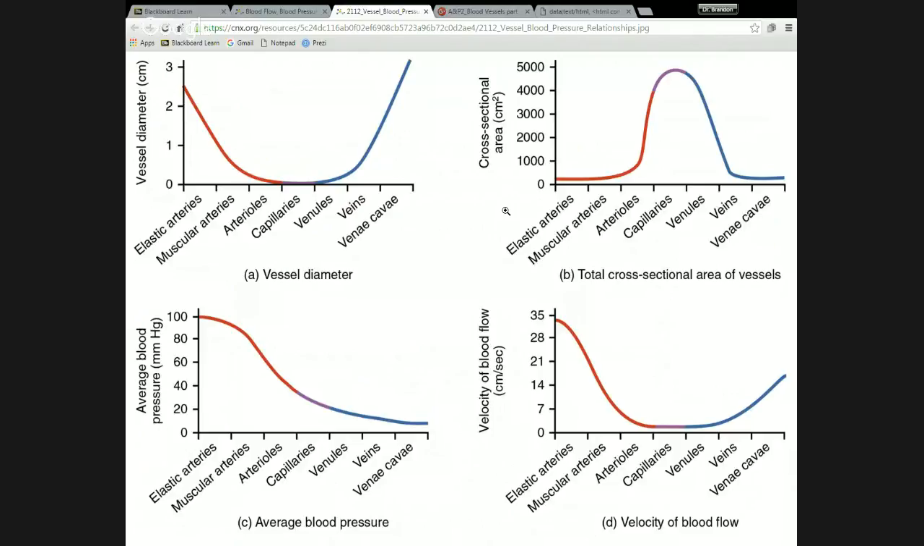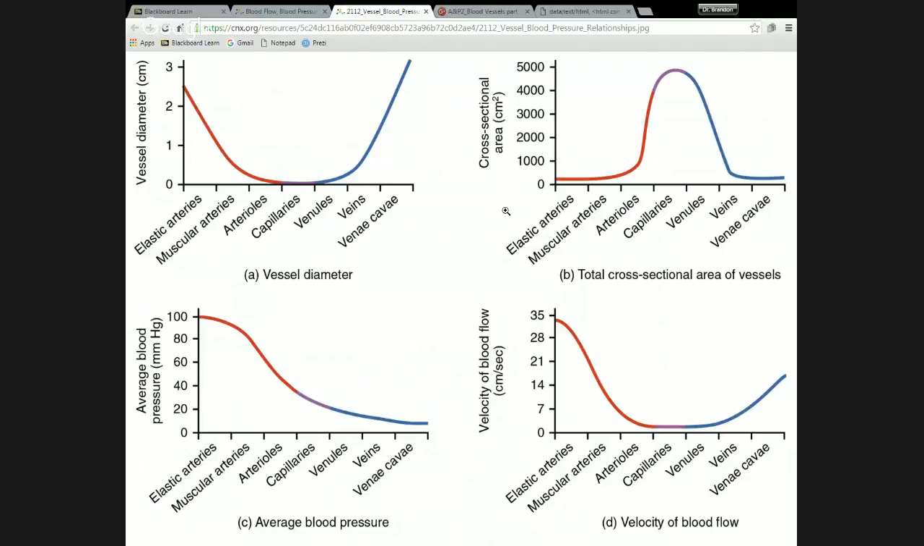But then as we go from capillaries into venules and into veins, all the way back to the heart where the vena cava comes in, the diameters go back up. And actually notice that the diameter that they have for the vena cava is higher than the diameter at the start, which would be the aorta. Remember, veins are usually bigger than arteries.